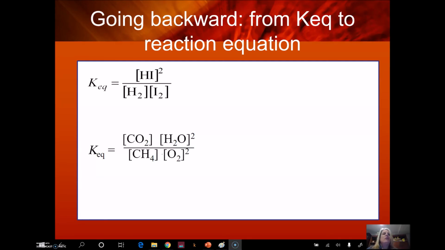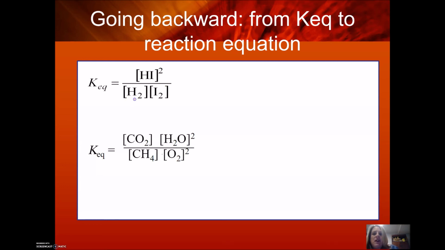All right, last thing with writing equilibrium expressions is that we have to go backwards sometimes. So we've so far taken a chemical reaction equation and written a KEQ expression. Now we're going to go backwards. We're going to take a KEQ expression and write the reaction equation. Well, remember, it's always products over reactants raised to the power of their coefficient. So we're going to start on the bottom.